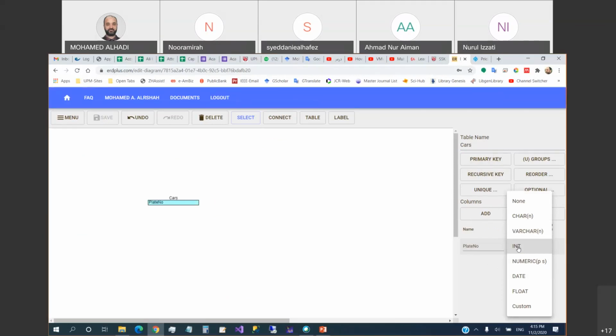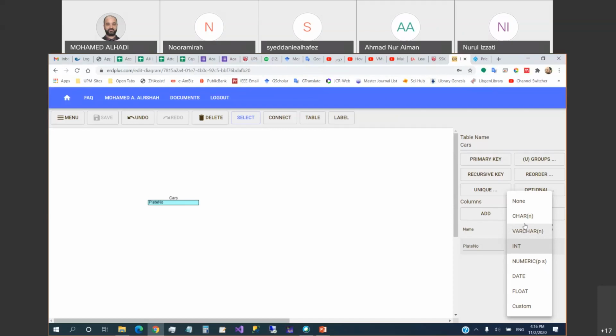No, not integer. Why? Because in Malaysia your plate number is a mix between numbers and letters, right? Which is called a char string. Okay, char string. So here you have many options, either to use char or to use varchar. Varchar is better in terms of saving the storage.